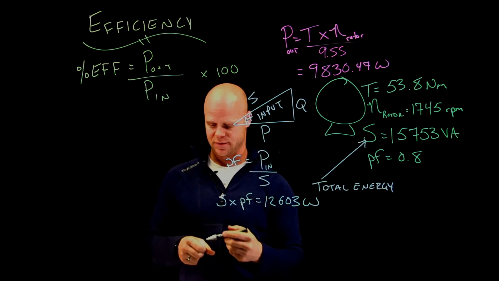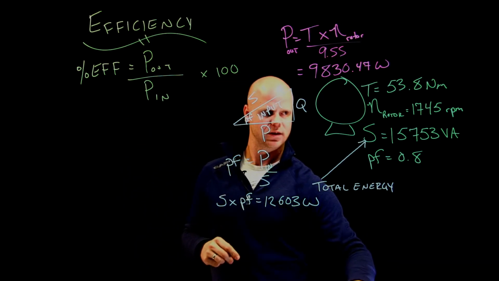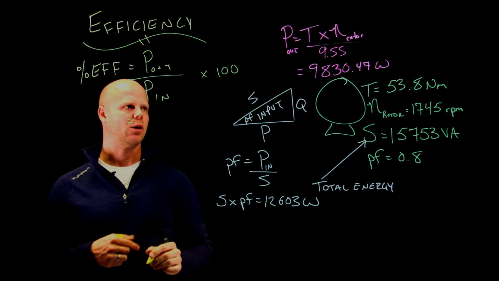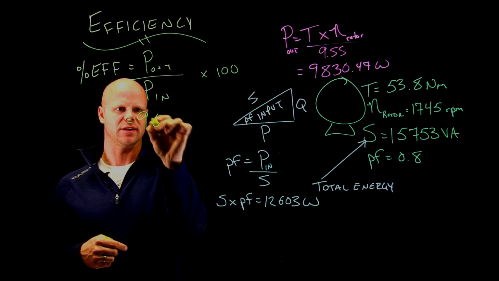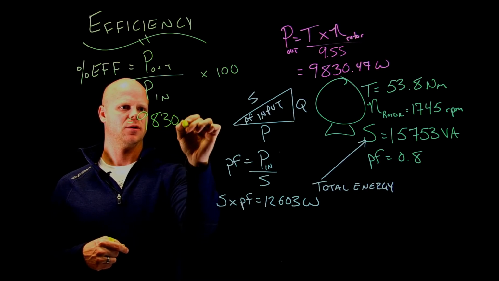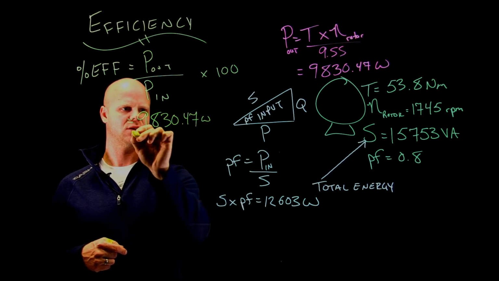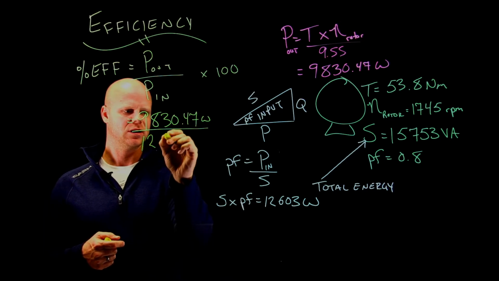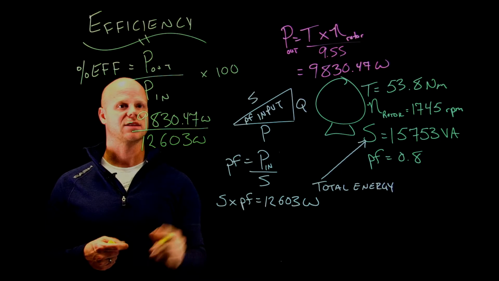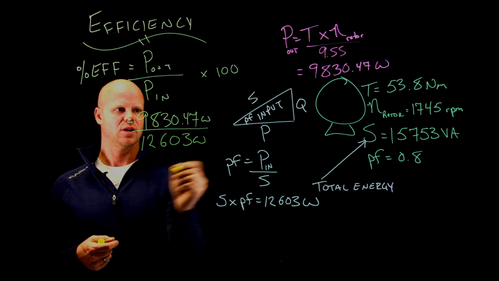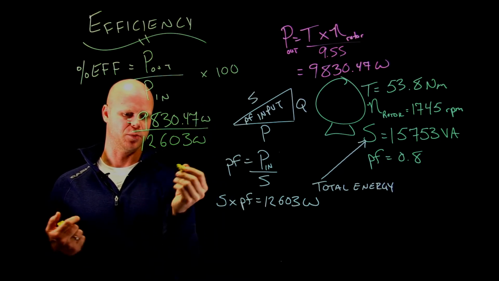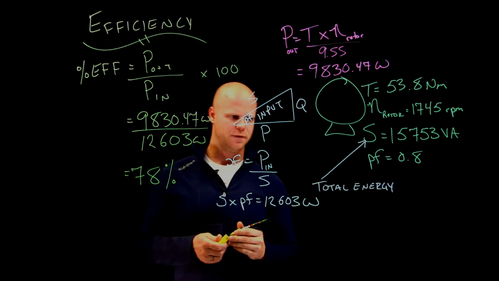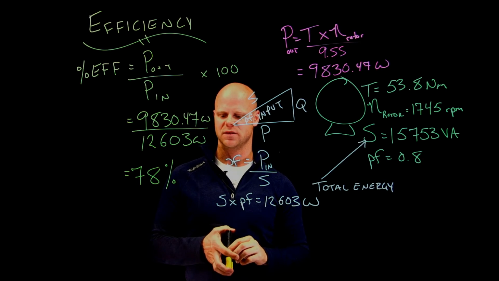So now I have enough information to proceed with my calculation. My power out is my 9,830.47 watts. Again, this is going to be fairly rounded. 12,603 watts. That's my input power. And then I times that by 100. You end up with approximately 78% efficient is the calculation for my motor.